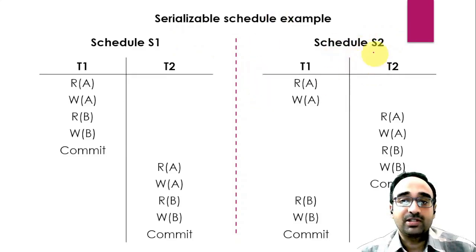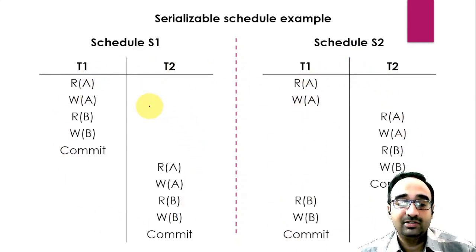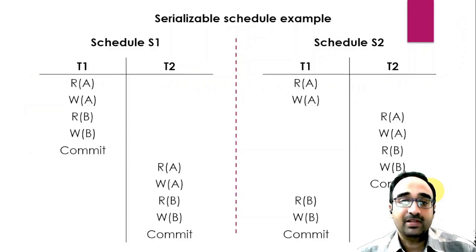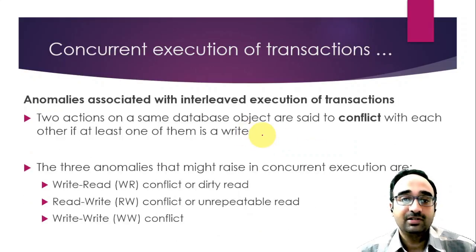Why am I saying this is a serializable schedule? Because the effect of this schedule is the same as the effect of this schedule. You have seen that this is 0, 200 and here also it is 0, 200. That is called a serializable schedule. Now go back to the definition, read it once, and you will understand the meaning of this. Right, now let's proceed.